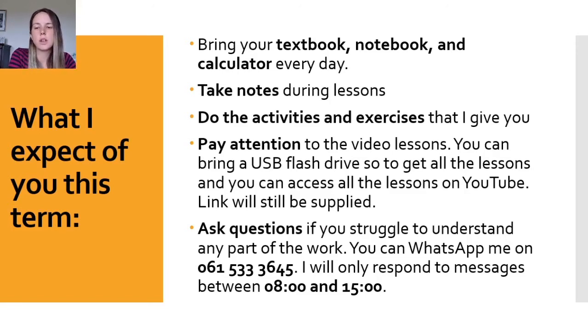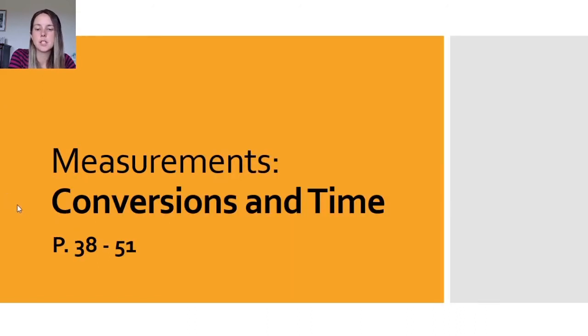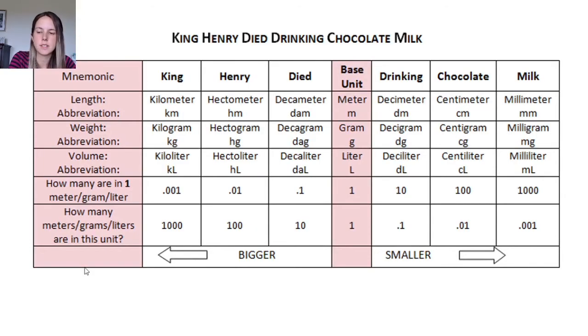Okay, so what are we going to do for our first topic? Measurements, conversions, and time. This is in your textbook on page 38 to 51. I already asked the EA to give you a revision activity. Hopefully all of you have done that. But okay, let's revise a bit the metric system.